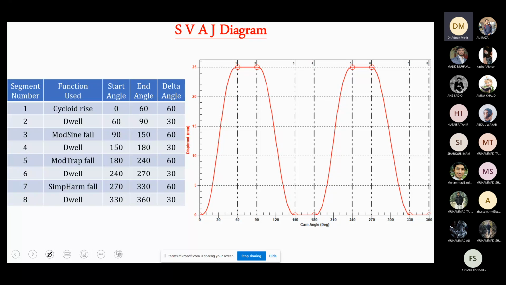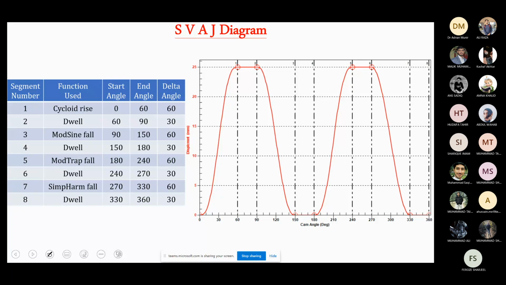Now it is changing from 0 to 360 degrees, and on your y-axis you have the displacement. Now you can see that first we have rise, then dwell, fall, dwell, rise, dwell, fall, and then dwell. So the motion profiles that we saw individually in the last few slides, we combined them together, and this is the displacement versus cam angle that we have.